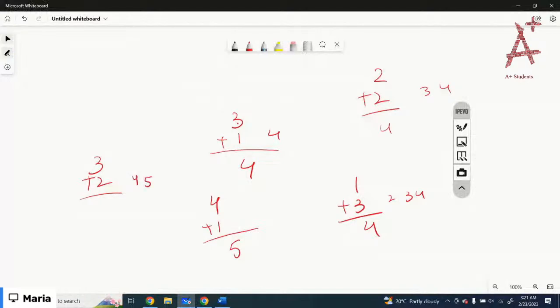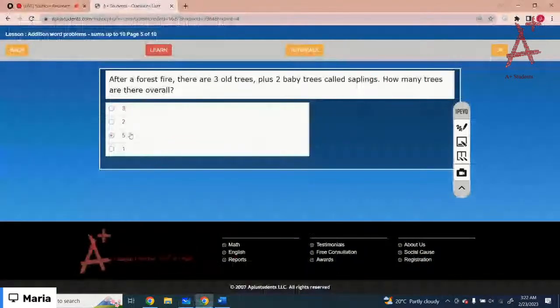So 3 plus 2 makes 5. Got it? So 3 plus 2 makes 5. So the correct option is 5.